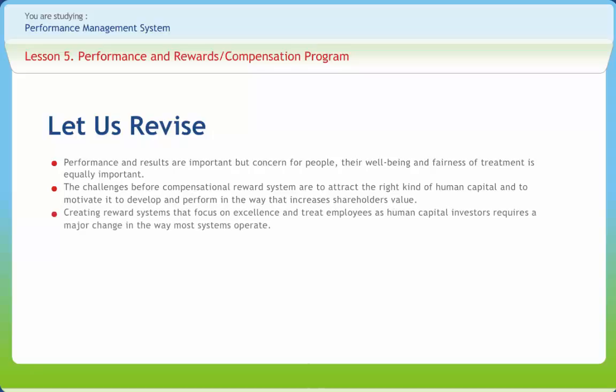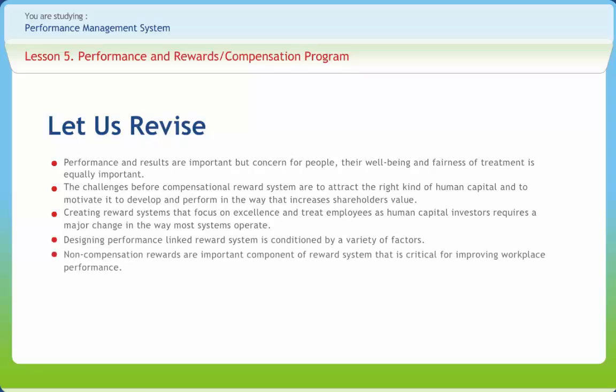Creating reward systems that focus on excellence and treat employees as human capital investors requires a major change in the way most systems operate. Reward systems generally treat employees as job holders and look at how well they perform their jobs. Designing a performance-linked reward system is conditioned by a variety of factors such as nature of business, type of technology, the attitude of unions, and human resource strategy of the organization.